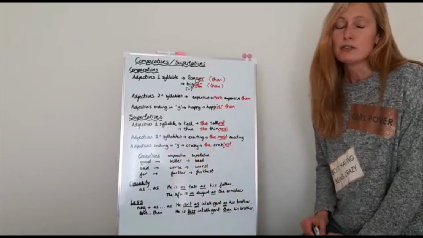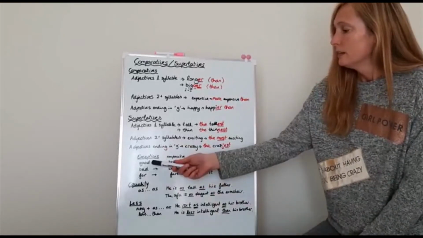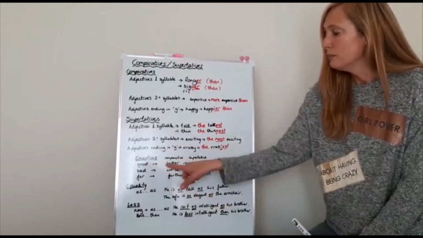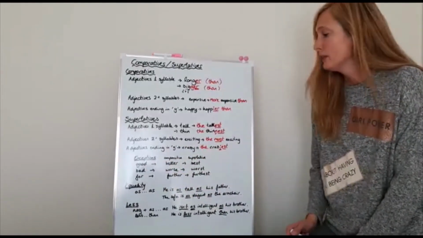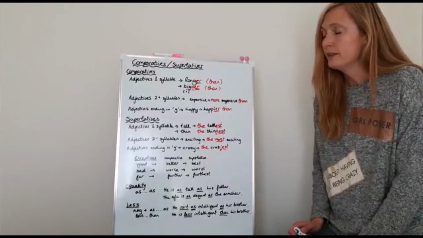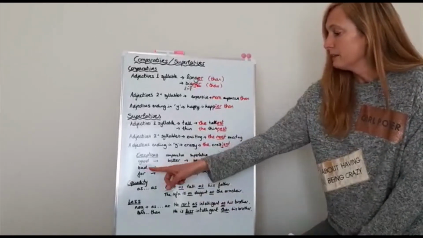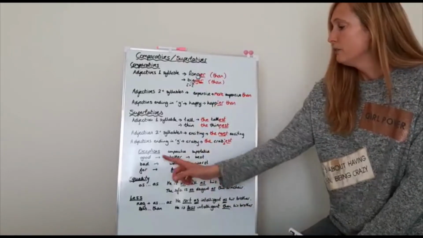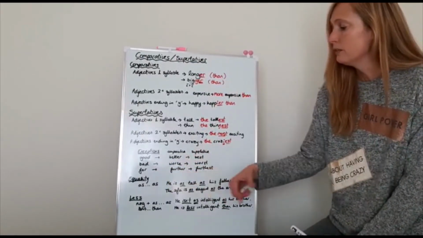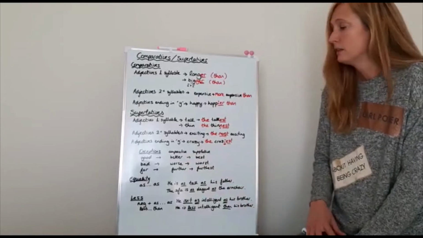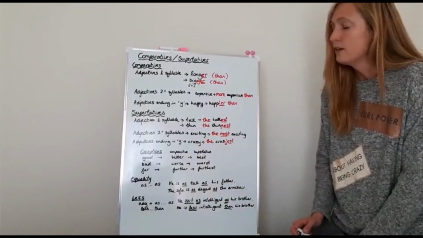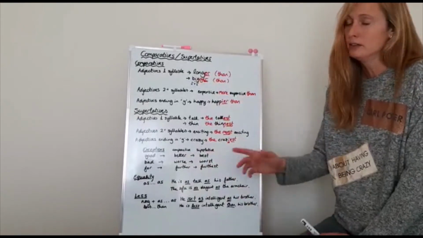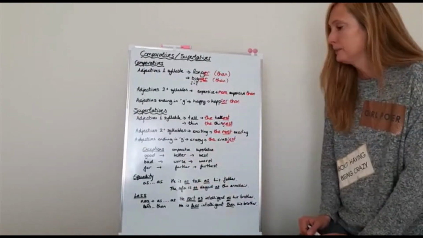Some exceptions to these rules would be good, bad, and far. Good becomes better in comparative and in the superlative form, the best. Bad would become worse and in the superlative, worst. And far in the comparative would be further or farther, and the superlative, furthest or farthest. We can use either spelling, either with U or with A.